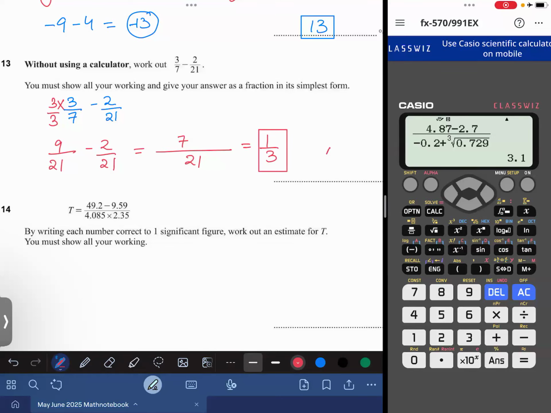So Peter, please do write your answers above the dotted line in your paper. Okay, everybody?